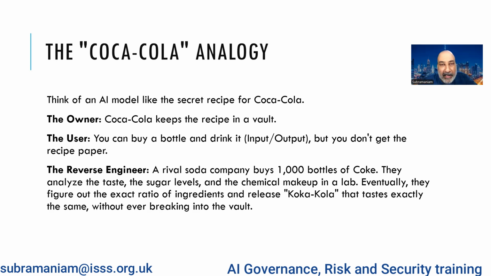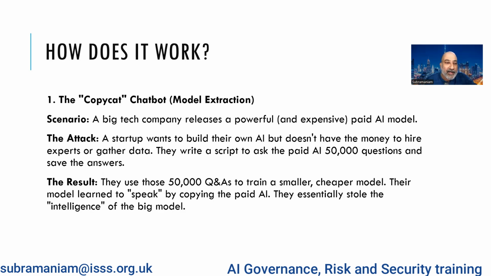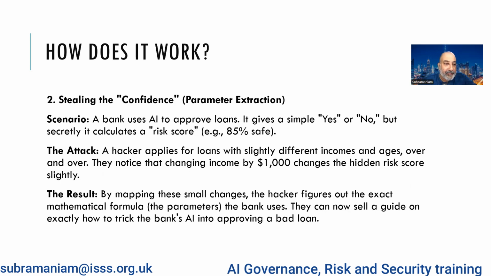In a similar way, when I was delivering a training in Bangladesh, I asked a person where he works. He said Citibank. I thought C-I-T-I bank, but it's C-I-T-Y bank. A lot of this is typosquatting, though it might or might not be. So, copycat chatbots: big companies release a powerful, paid AI model. The attacker queries 50,000 questions and gets the responses. These questions and responses become the dataset for training, testing, and validation of the duplicate or clone AI.